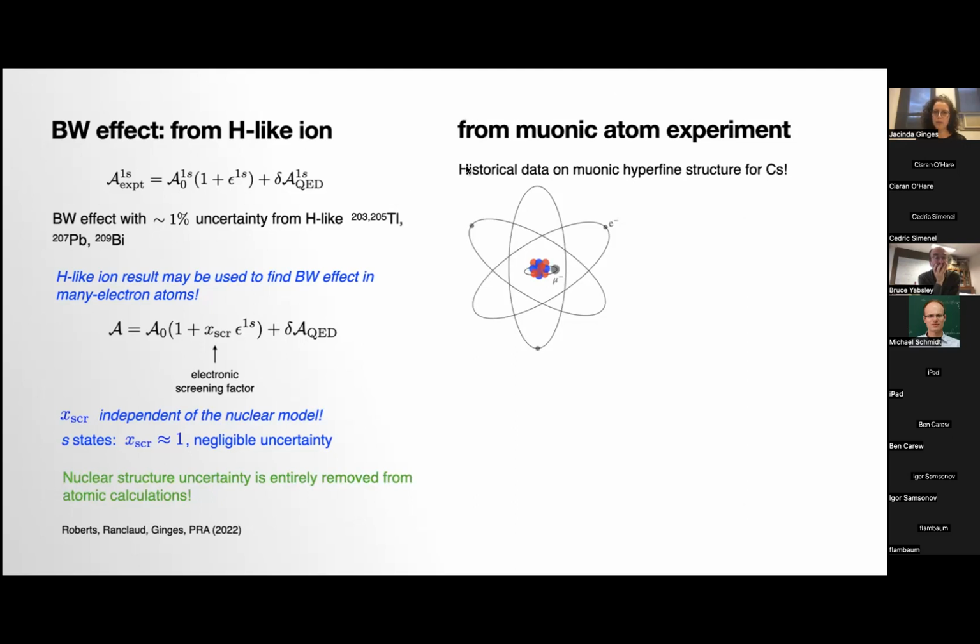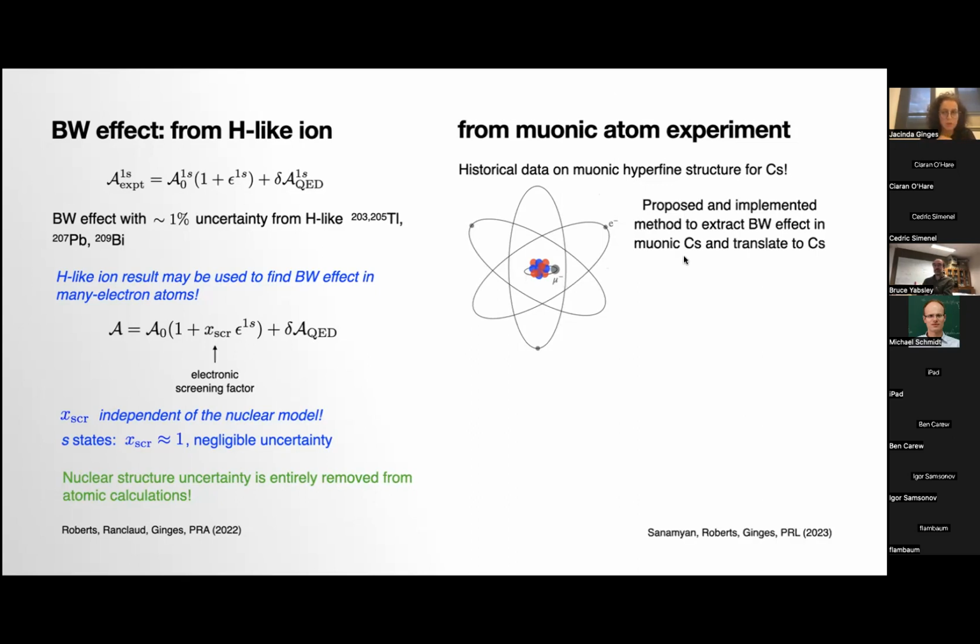Okay, and then the most exciting thing that has happened more recently is that there turned out to be some historical data on muonic hyperfine structure for cesium. So let's talk about what that is. We have a cesium atom, and then they inject a muon, which orbits around the nucleus. It's pretty much sitting on the nucleus because it has a mass about 200 times heavier than the electron. So it's really sampling the nucleus really well.